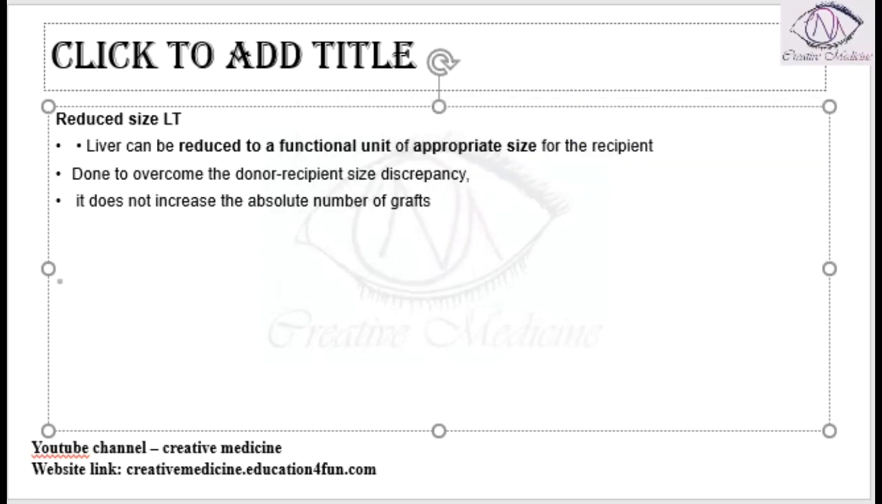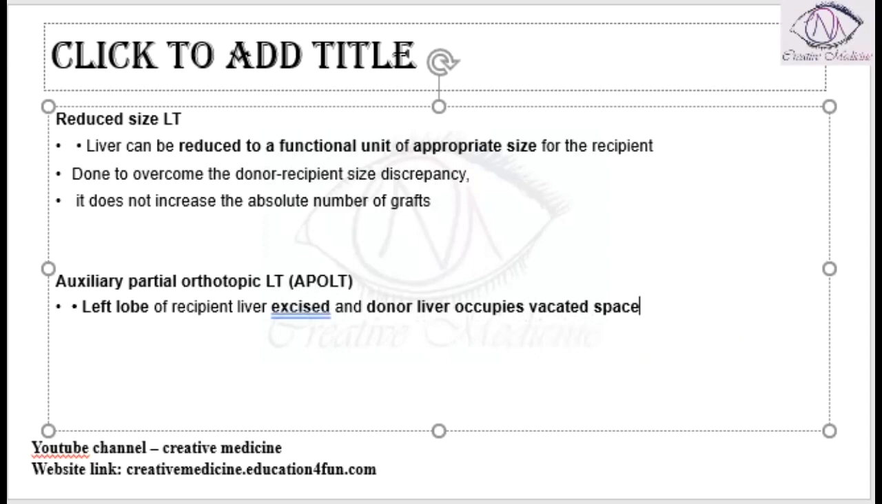Then we have auxiliary partial orthotopic liver transplantation. In auxiliary partial orthotopic liver transplantation, the left lobe of the recipient liver is excised and the donor liver occupies the vacated space. You will only remove part of the liver and put the donor liver into the vacated space, that is the same right upper quadrant itself, wherever you have removed the left lobe.